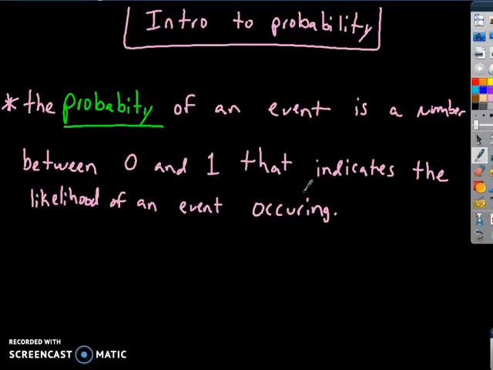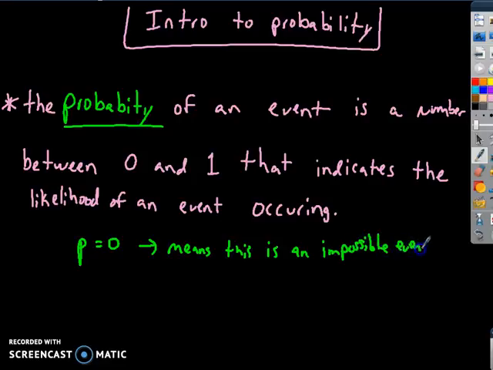All right, so if the probability, and this P is representing probability, equals 0, that means this is an impossible event. It can't occur. If the probability is equal to 1, it means the event is sure to happen. If it's in between, it just depends on how close it is to 0 or how close it is to 1. It represents how likely it is to happen.